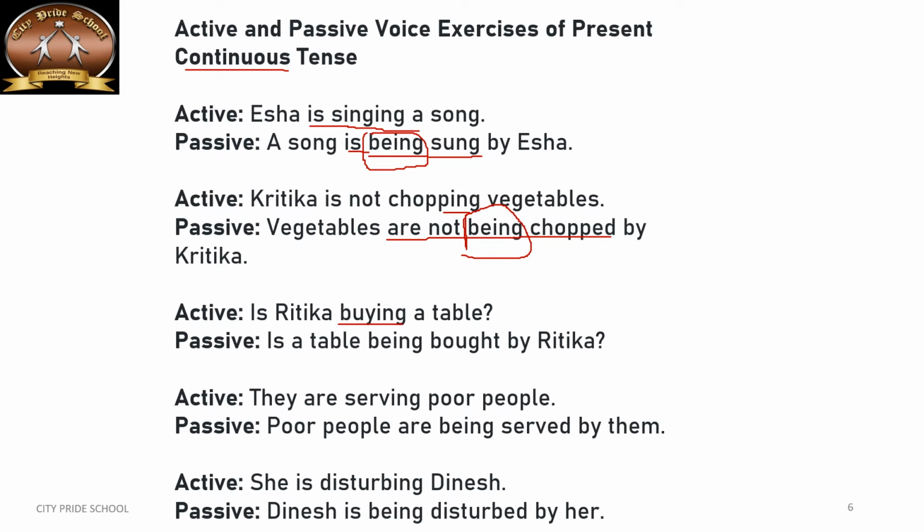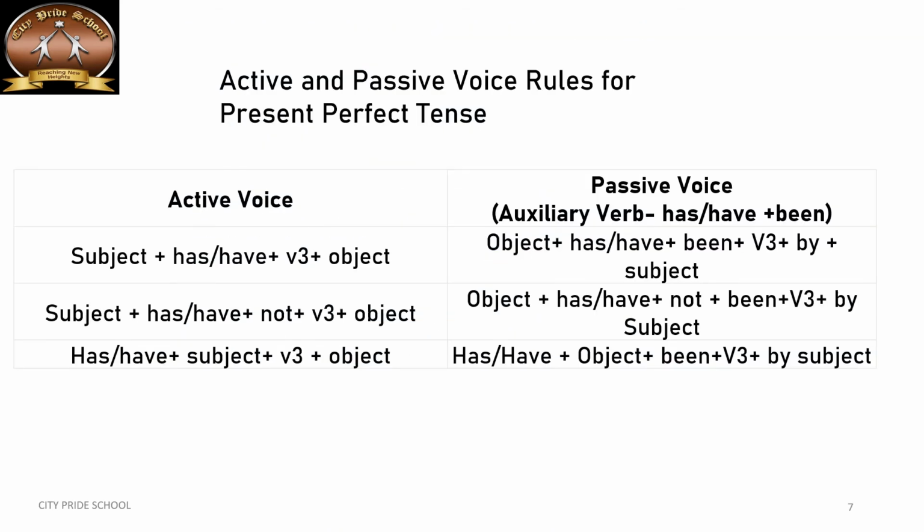Now, is Ritika buying a table? Buying, again the ing form of the verb, continuous, but it is interrogative. So, is a table being bought by Ritika? Another example: they are serving poor people. Poor people are being served by them. Here again served is your past participle. We call it the PP form of the verb, and being is always there. She is disturbing Dinesh. Dinesh is being disturbed by her.